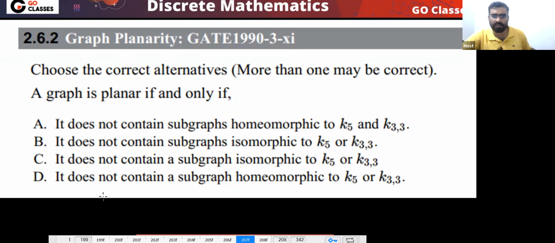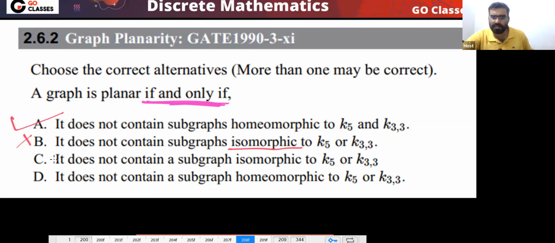GATE 1990. Which statement is correct? A graph is planar if and only if it does not contain a subgraph homeomorphic to K5 or K3,3. This statement is correct. Remember, this other statement is not correct. Okay, this statement is not correct.